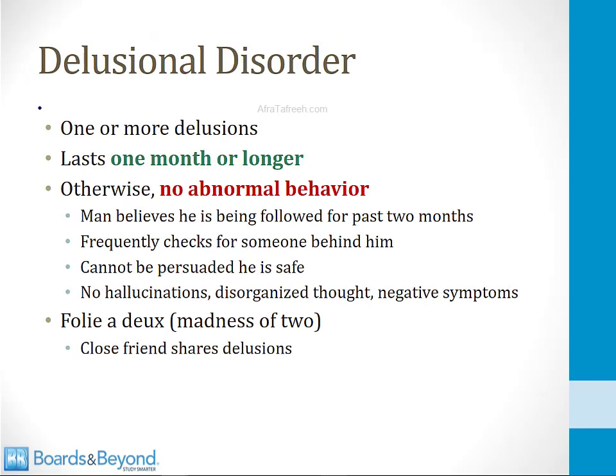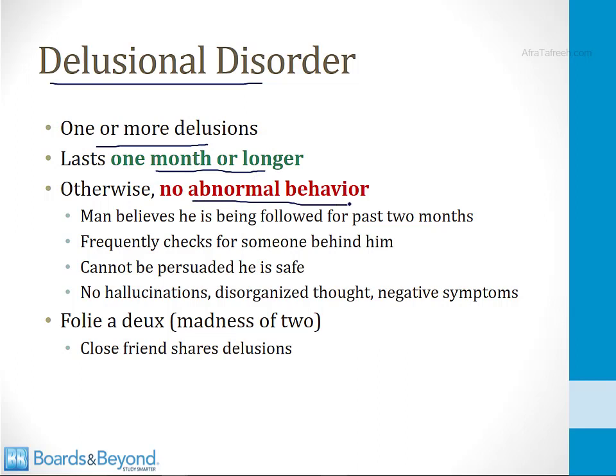So now we've talked about schizophrenia, schizophreniform disorder, and brief psychotic disorder. Let's talk about one more disorder that has some features that resemble schizophrenia, and that is delusional disorder. Patients who have this condition have one or more delusions that last for a month or longer, but other than the delusion, they have no abnormal behavior.